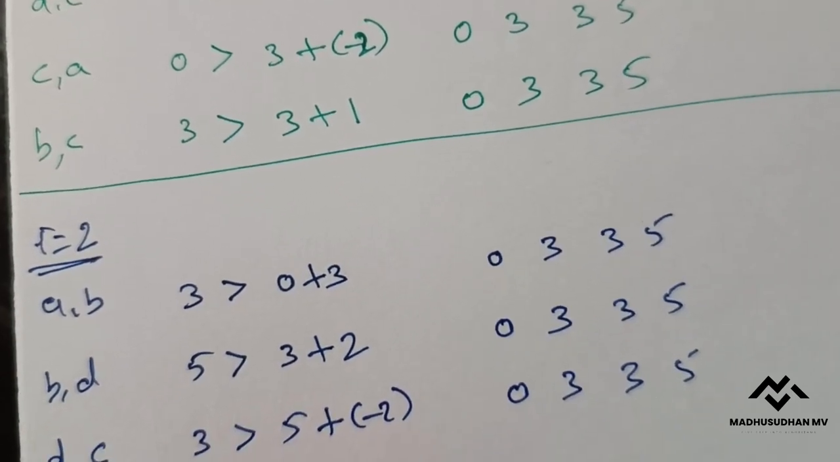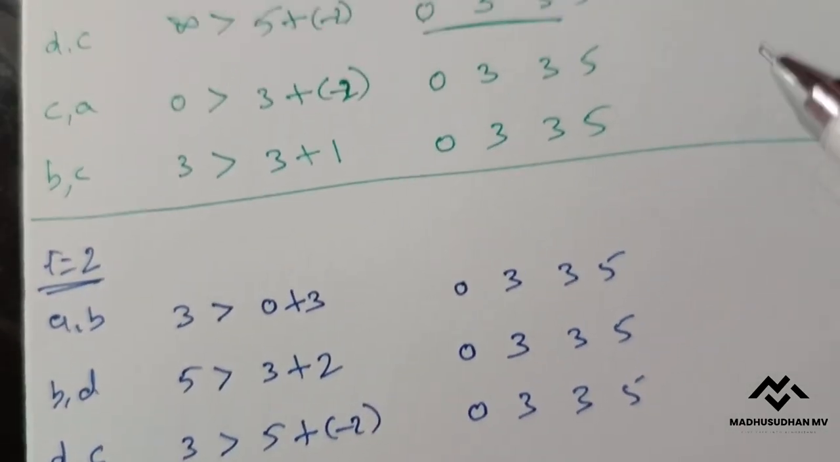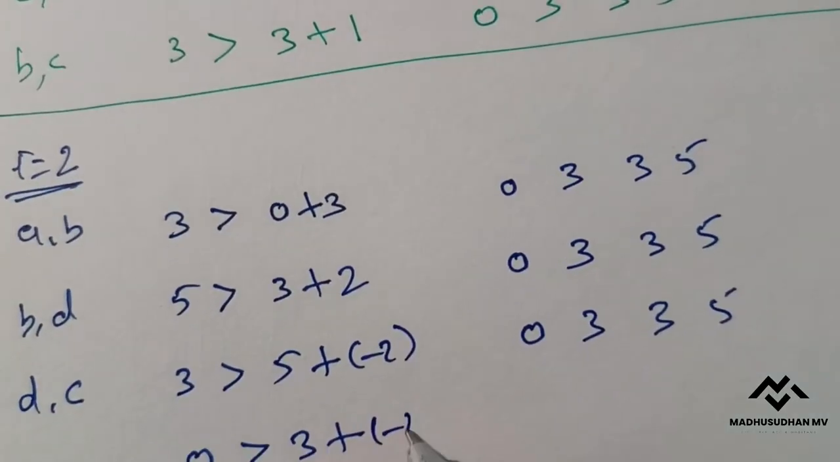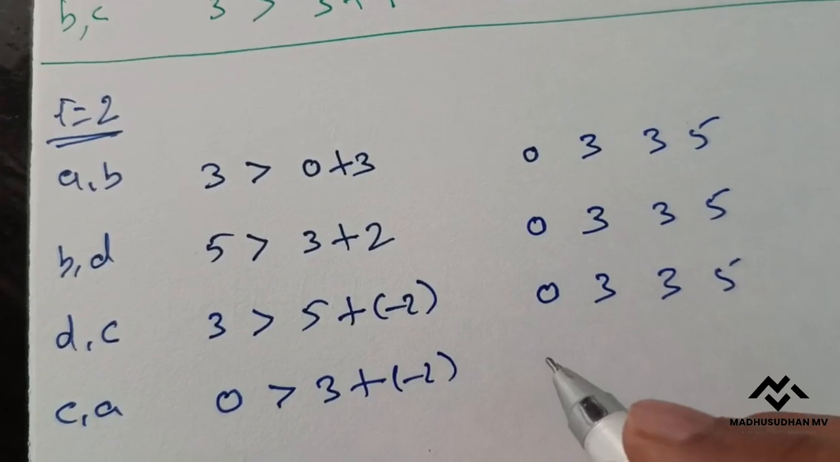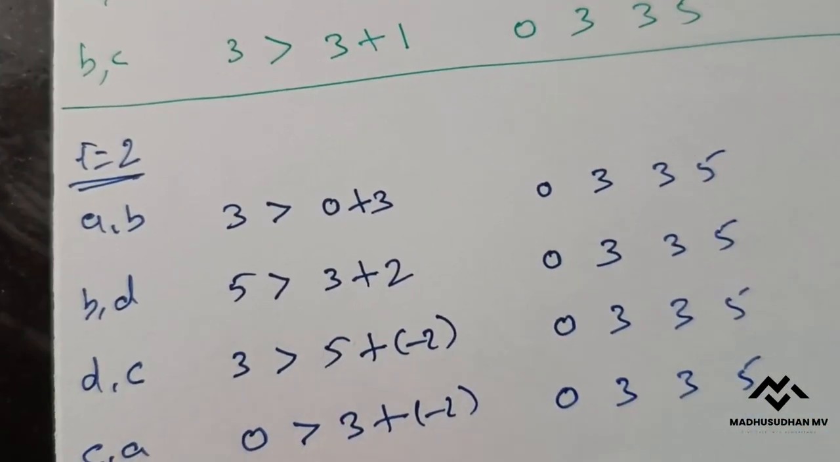After D to C, it is C to A. Is distance of A, 0, greater than distance of C, 3, plus C to A? C to A is minus 2. So that is 1. 0 greater than 1 is false. I am retaining.